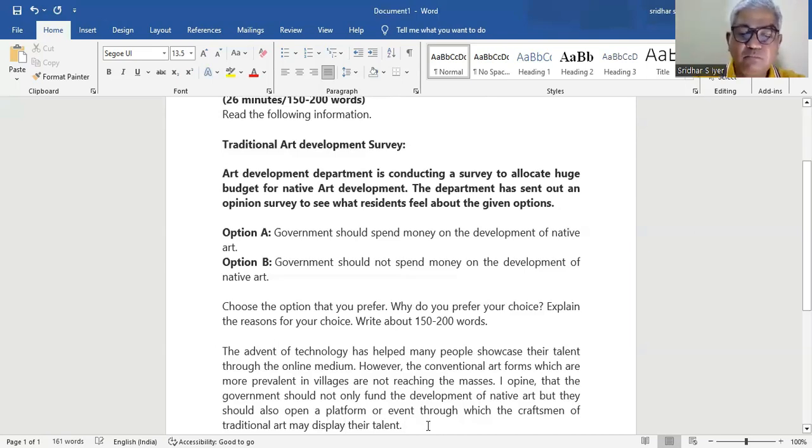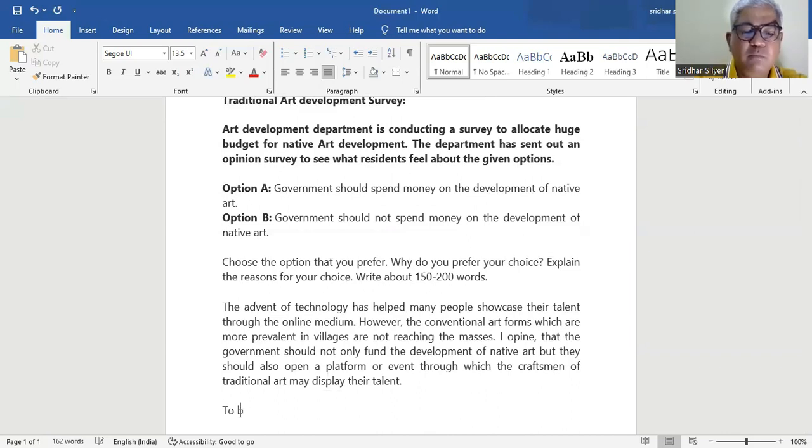And then, to begin with, the government may help the people by giving them or providing them, to begin with, the government may help the people or help these skilled people.